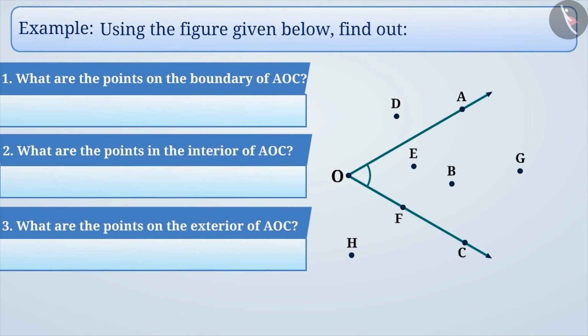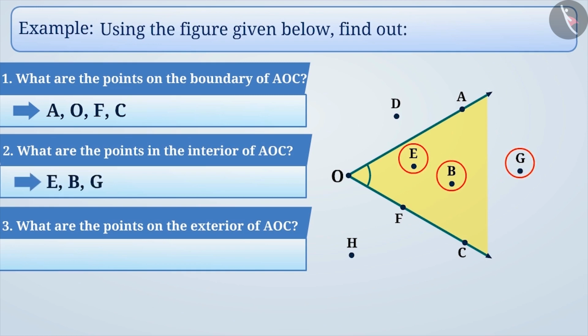As you can see, the given figure has point A, point O, point F, and point C on the sides of the angle. So, we can say that all these points are at the boundary of the angle. Can you tell which point is in the interior of the angle? Think a little. Okay, let me tell you. Here, point E, point B, along with point G, are also in the interior of the angle.